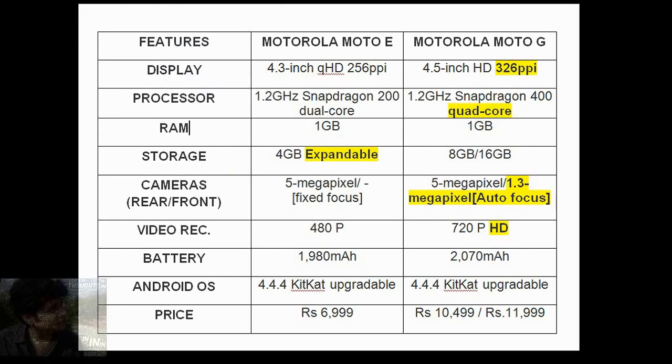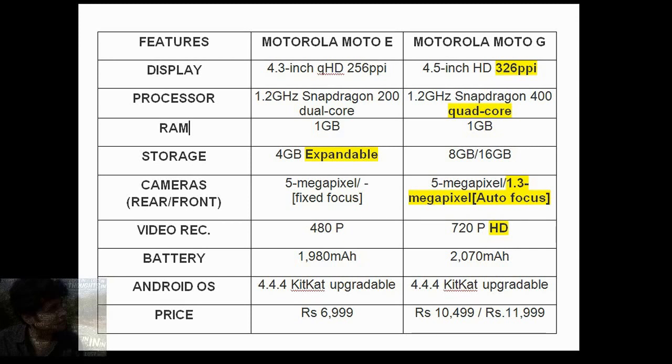Let's take a look at some of the features which we as consumers would consider. So firstly, the display. Moto E has a smaller display of 4.3 inches compared to Moto G, which has a 4.5 inch display with a higher PPI, that is of 326 PPI. And Moto G really has a very nice and crystal clear display.